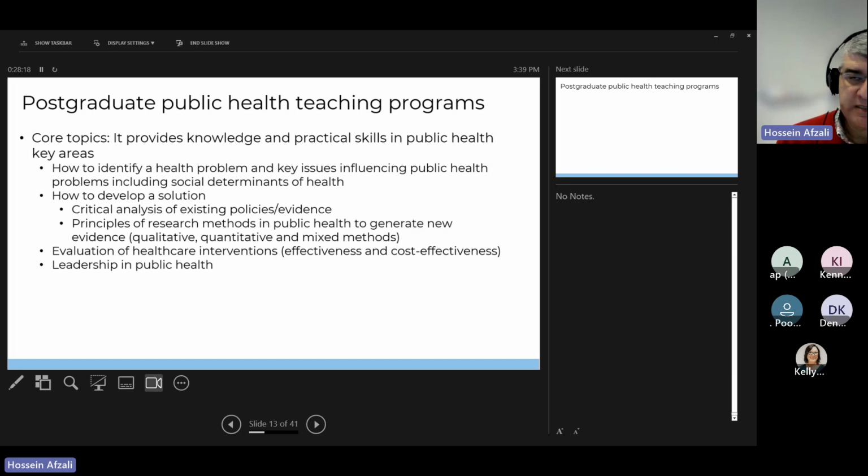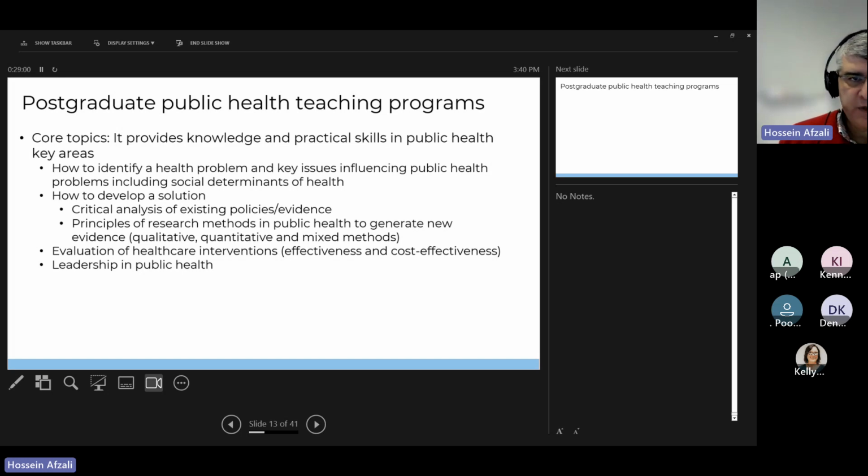The second theme covered within our core topics is how to develop a solution. When you find a problem and the factors influencing the problem, of course, the next step is how to develop a solution to address that public health problem. And this also includes critical analysis of existing policy. So if there is any existing policy, why it doesn't work, or if there is any evidence, you can critically review the evidence in order to identify the gaps within the existing solution and hence develop a new solution.